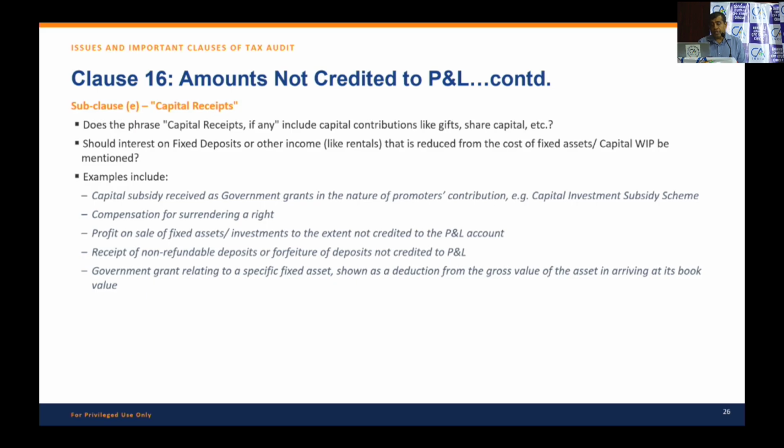So typically one may find a reporting under this paragraph if there are capital subsidies which are adjusted in the balance sheet and not coming to P&L. Those may fall for reporting here. Profit or loss on sale of fixed assets typically would be part of P&L, but if they are not, and if they have been transferred to revaluation reserves or any such circumstances, then those would fall for reporting here.